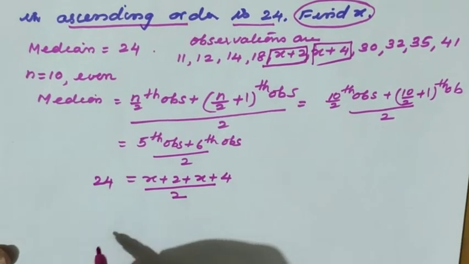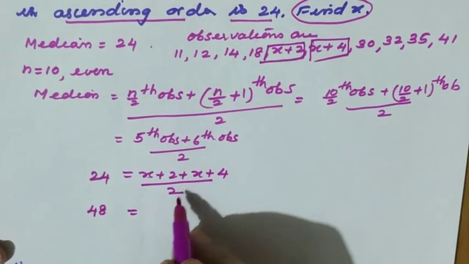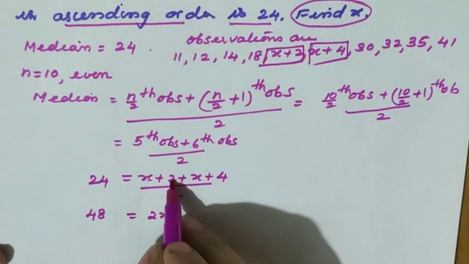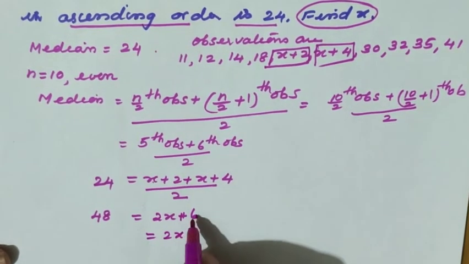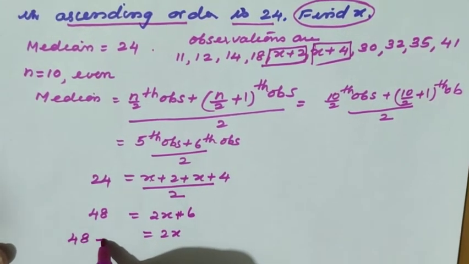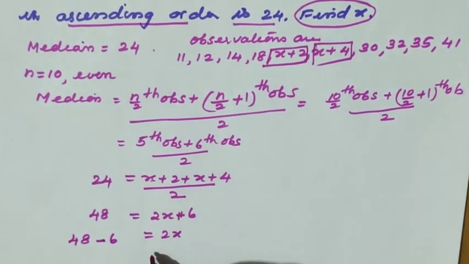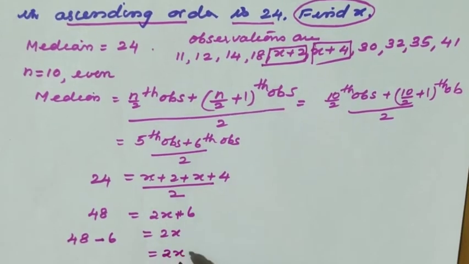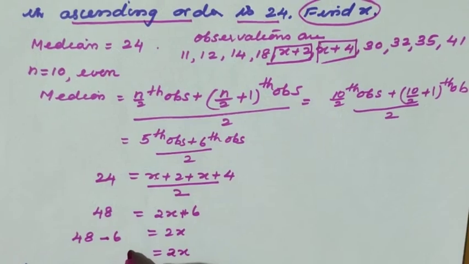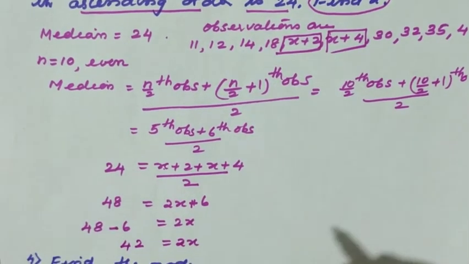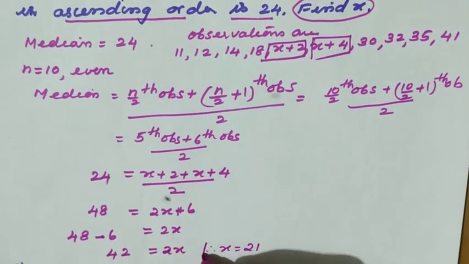So I am bringing this 2 to this side. It is 48 equal to how many x are there? 2x. Plus 2 plus 4, 6. So 2x here only I am keeping, plus 6 I am bringing to this side. 48 minus 6. So what is x now? Okay, 2x I will write one more time. 48 minus 6 is 42. Therefore, x equal to 21.